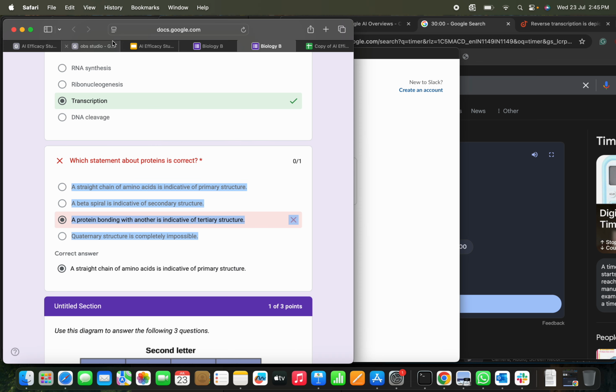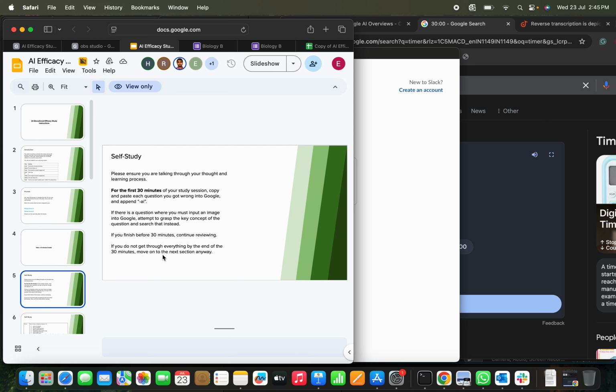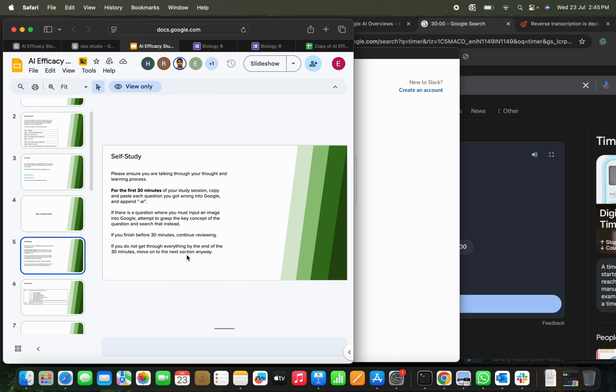Now it is my document. Yeah, this is my document. Let's see what I have to do next. I was given 30 minutes. I was not able to finish the whole review, so I'll just move to the next section anyway.